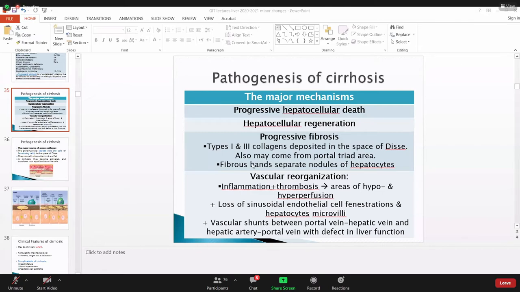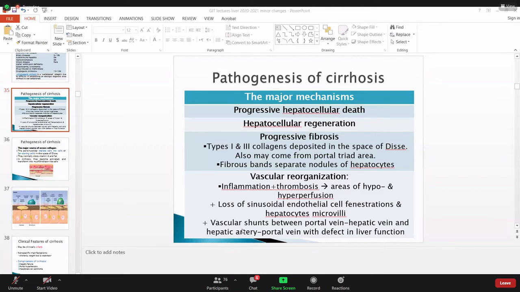هلا رح أفرجيكم صورة. It may come from the portal triad area. There will be fibrous bands, separates nodules of hepatocytes. يعني the source of fibrosis is from the space of Disse. Vascular reorganization. لما يصير في fibrosis and regeneration مع nodule formation، كل ال vascular architecture will be disrupted. There will be inflammation and thrombosis. Areas of hypo and hyperperfusion. Loss of sinusoidal endothelial cell fenestration. And hepatocellular microvilli. Vascular shunting.